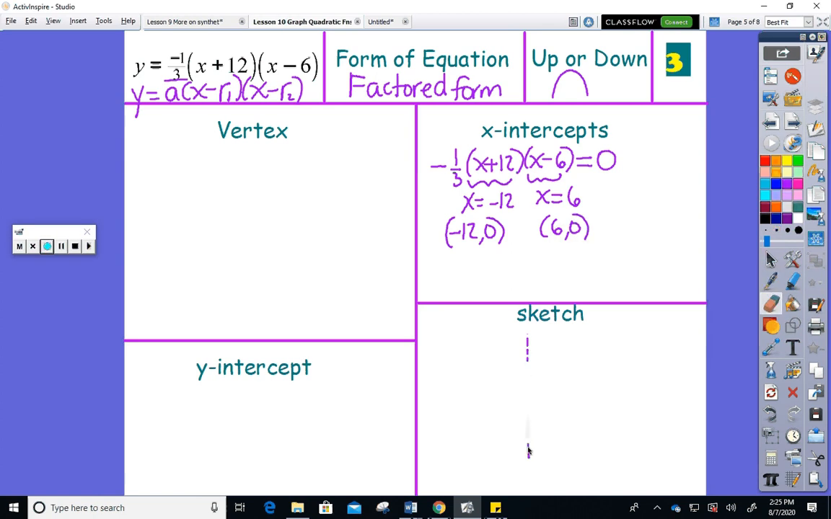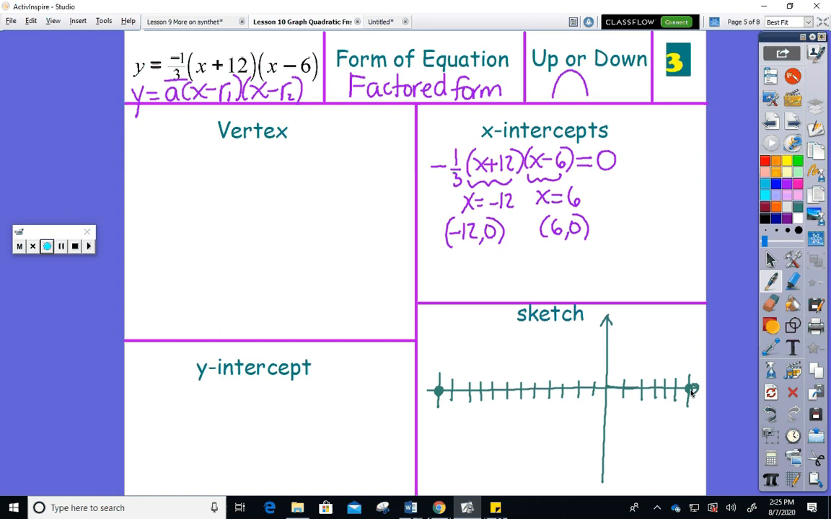So let me erase this. I'm going to make some more room to move to the left. So when I look at it, oh, I changed colors. I didn't realize I did. So I've got 1, 2, 3, 4, 5, 6, 7, 8, 9, 10, 11, 12. So there's one root. And then I've got 1, 2, 3, 4, 5, 6. There's another root. Now my parabola opens upside down.